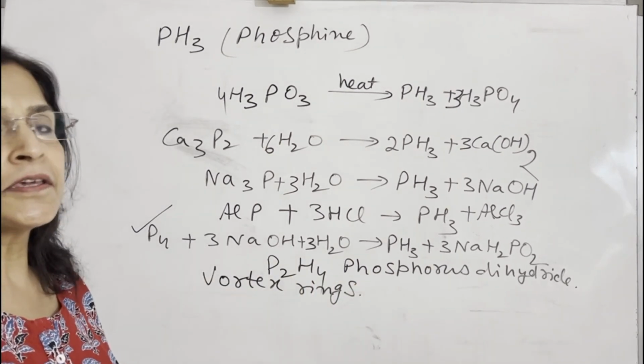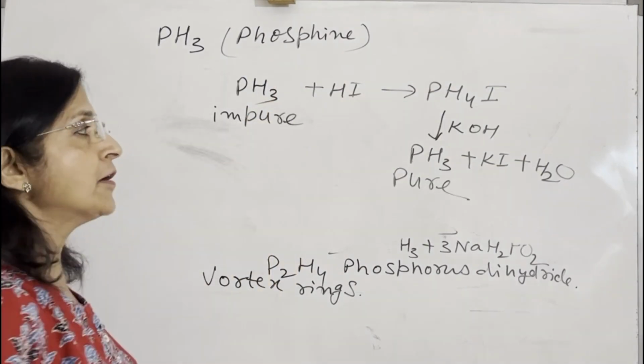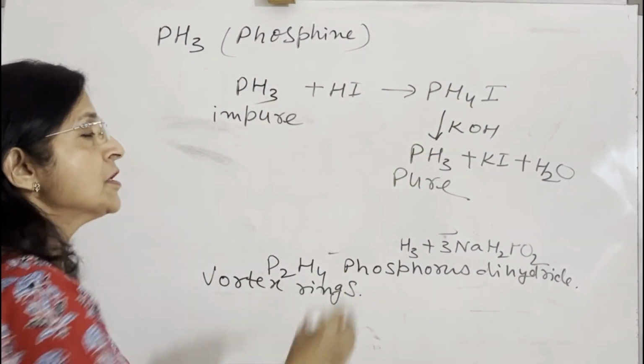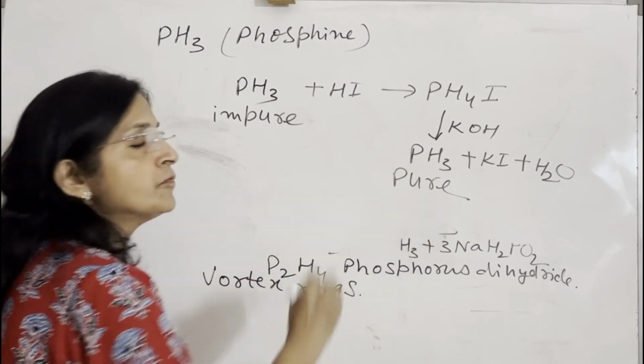तो प्यूरिफिकेशन के लिए क्या करते हैं? Impure phosphine is treated with hydroiodic acid, phosphonium iodide forms. Then it is treated with potassium hydroxide, pure phosphine forms.